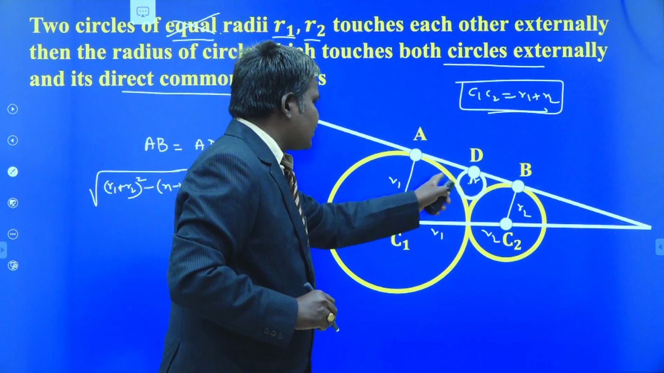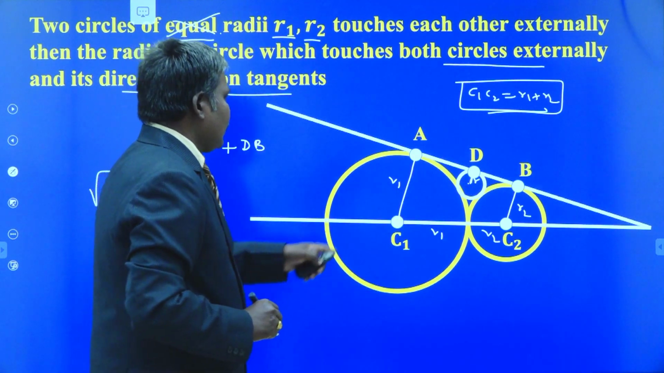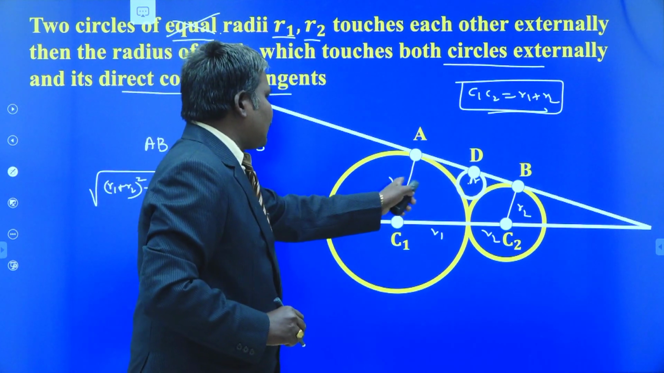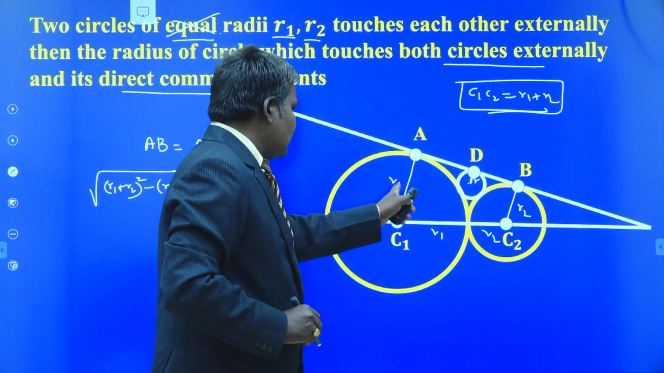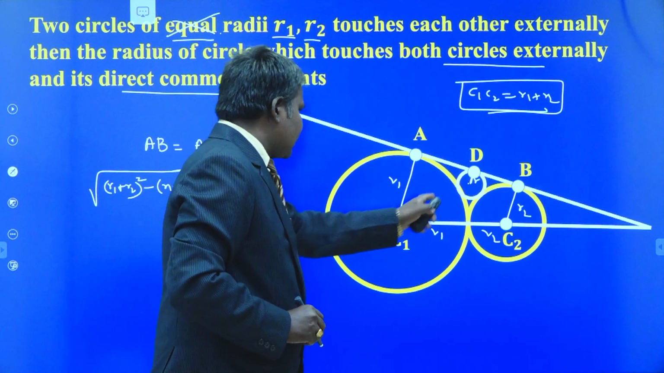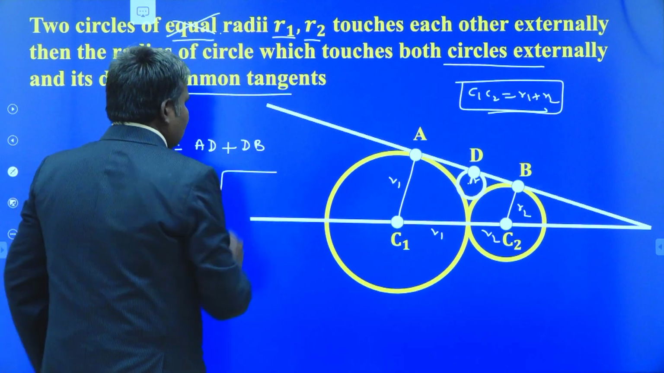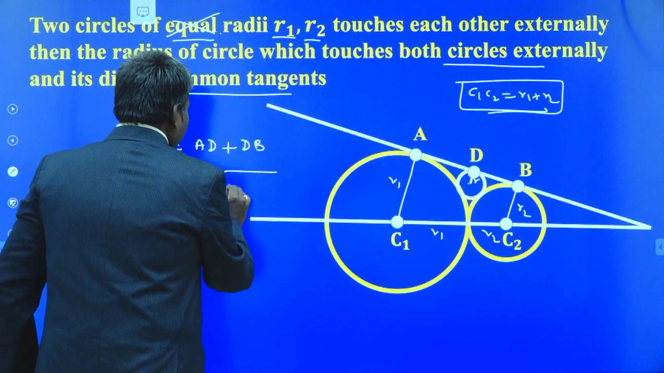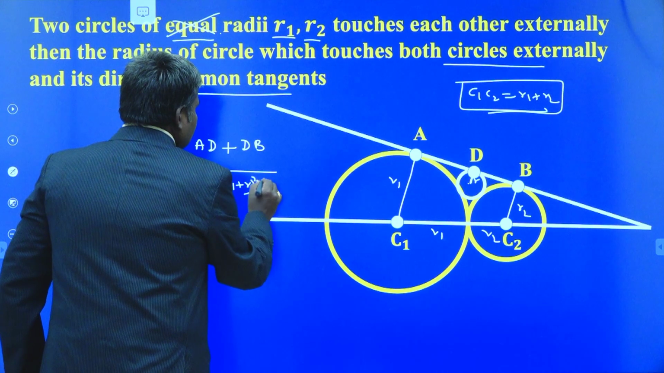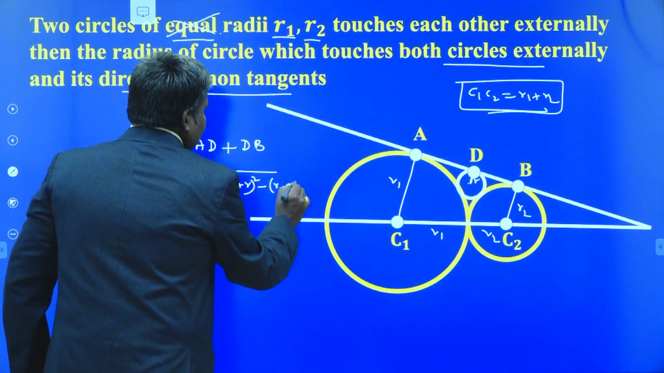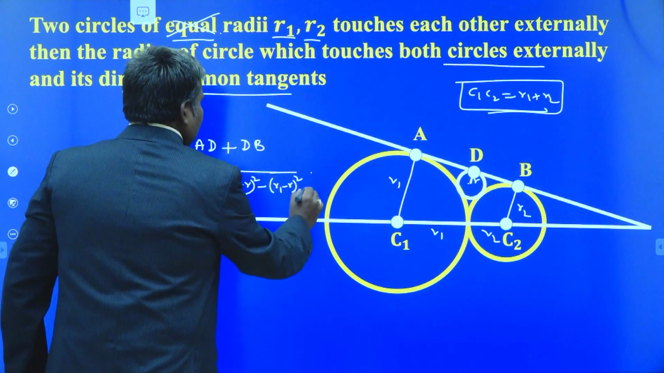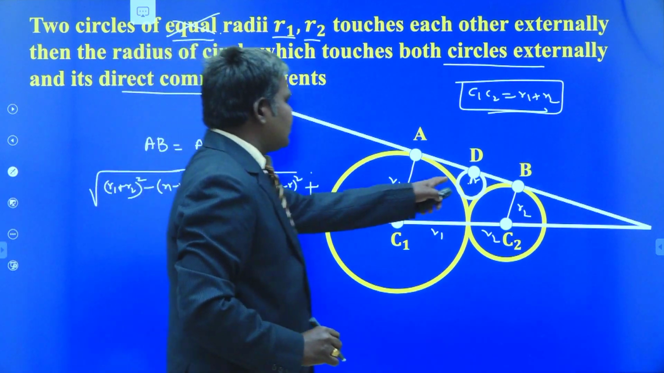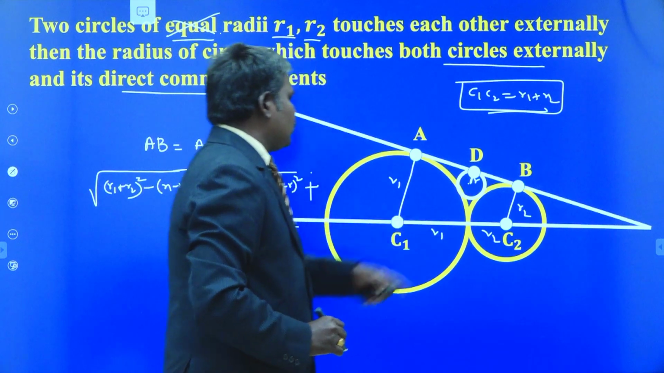That means one of the given circles and the other one is the required circle. So AD is the length of direct common tangent for these two circles. I am applying the same rule for these two circles. Here the two circles also touch externally. That is root of C1C2 square minus, where now C1C2 is R1 plus R. So root of (R1 plus R) whole square minus (R1 minus R) whole square. Plus, and this is the same for DB. DB is nothing but the length of direct common tangent of these two circles.